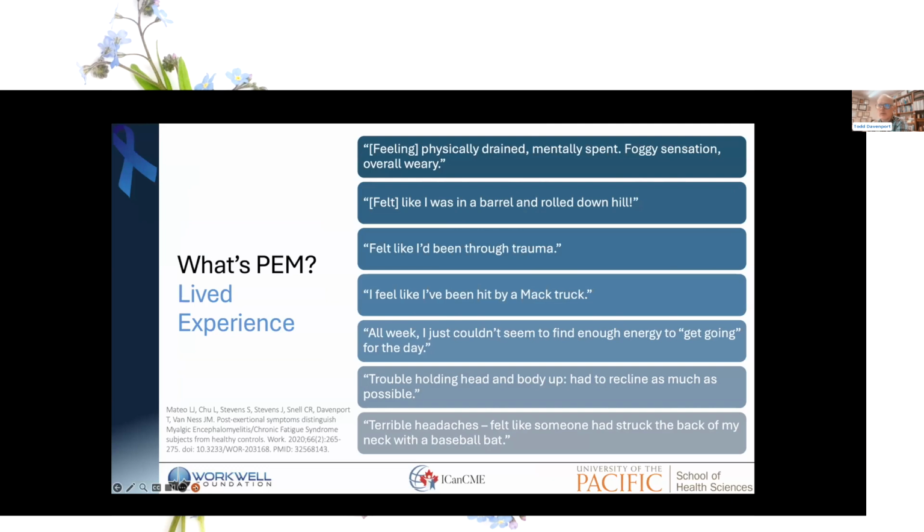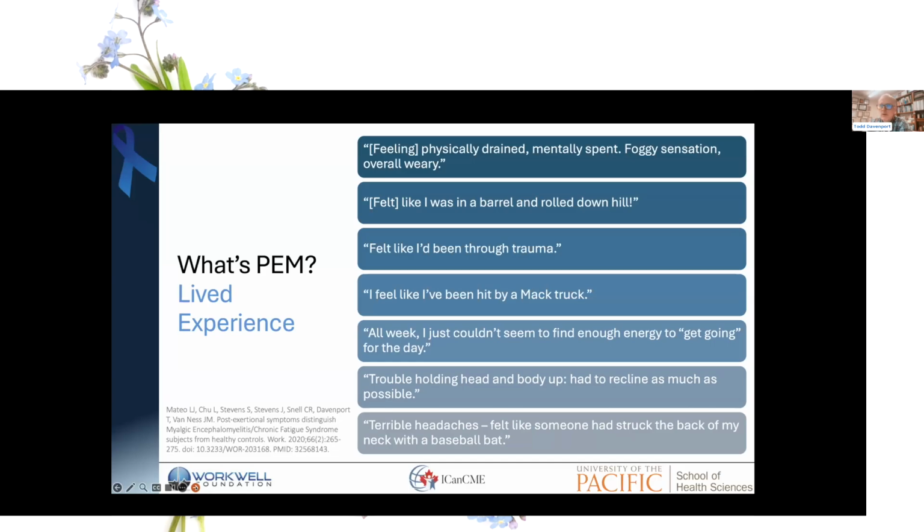So let's start with the lived experience of PEM. And obviously, of the 252 current participants, I think everyone's going to have something slightly different. But I do know that some of these quotes will resonate. Feeling physically drained, mentally spent, foggy, sensation overall weary, felt like being rolled downhill in a barrel through a trauma, hit by a Mack truck all week, couldn't find enough energy to get going for the day, trouble holding head and body up, had to recline as much as possible, terrible headaches, felt like someone had struck the back of my neck with a baseball bat.